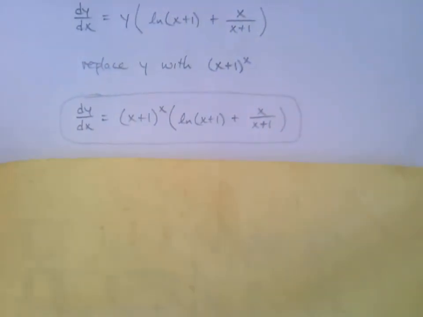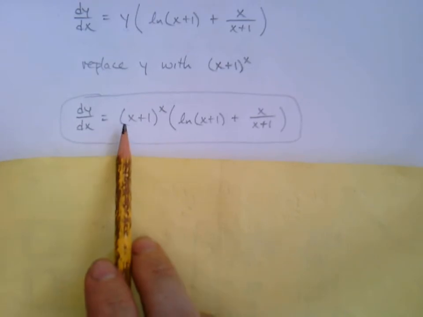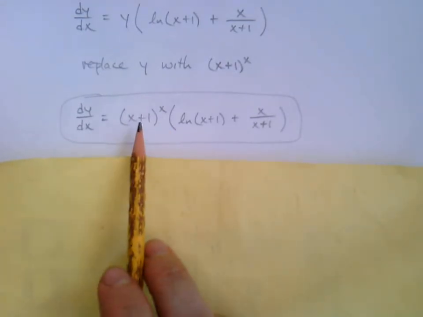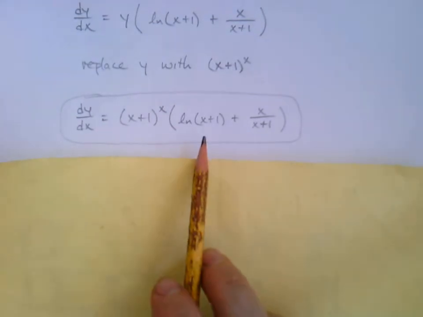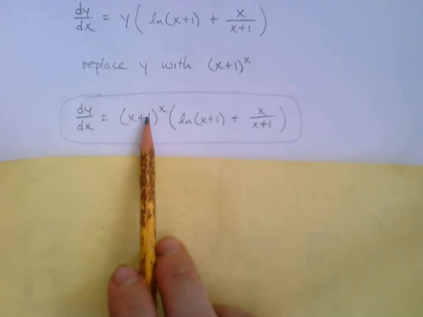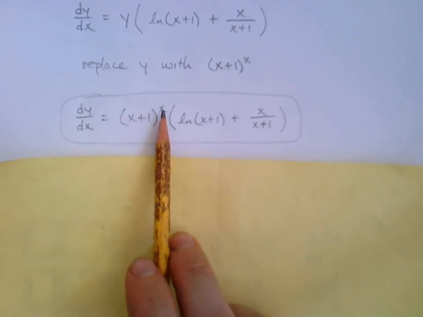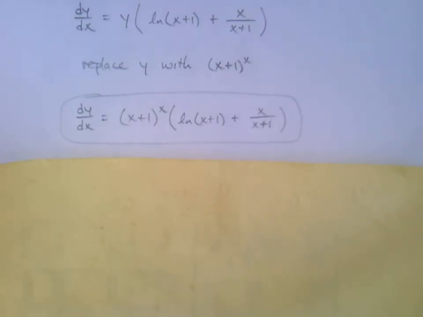Kind of something cool happens with that, though. When we take the derivative of x plus 1 to the x, it does repeat itself, which is kind of interesting. But then it's multiplied by the product rule between, well, it's actually between x and the natural log of x plus 1. So there you are.